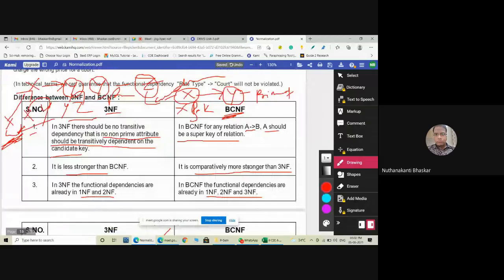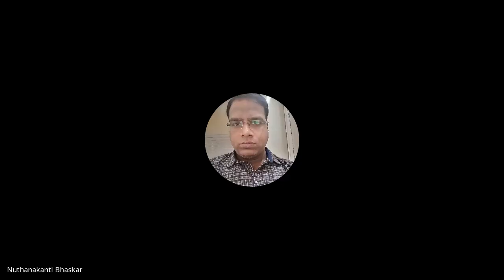Clear? All of you clear about BCNF and the difference between third normal form and BCNF? Yes, sir. Now only two topics are left for normal forms. Before fourth normal form, we need to discuss multi-valued functional dependency, because fourth normal form depends on multi-valued functional dependency, and fifth normal form.